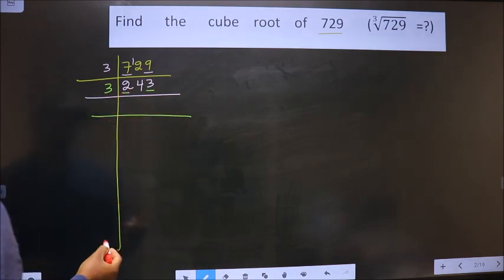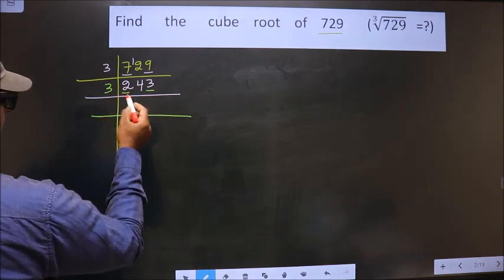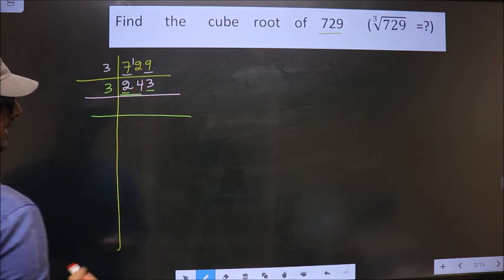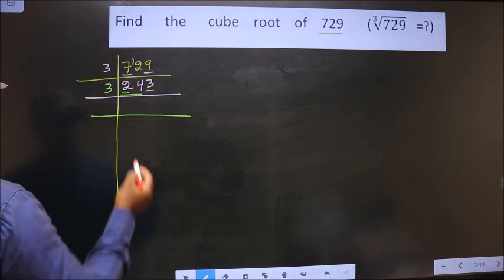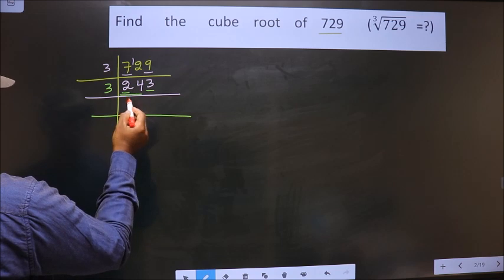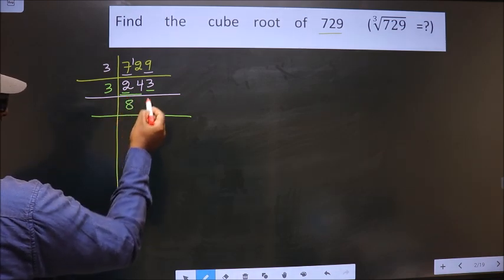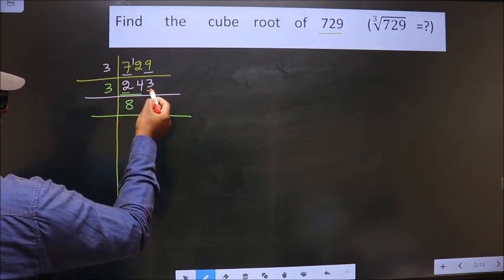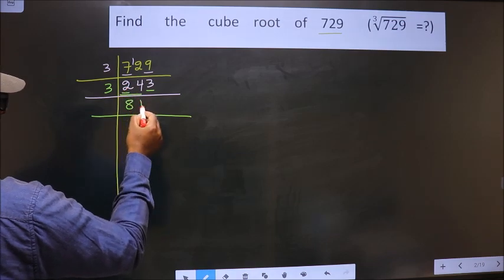Now the first number is 2. 2 is smaller than 3, so we take 2 numbers, that is 24. Now when do we get 24 in the 3 table? 3 eights are 24. Next number is 3. When do we get 3 in the 3 table? 3 ones are 3.